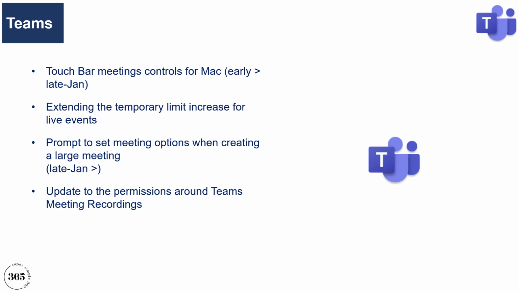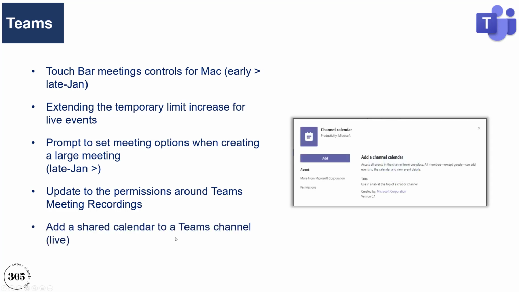There's an update around the permissions for Teams meeting recordings. So anyone who only has view permissions will no longer be allowed to download it, which kind of makes sense, right? We've got the ability to add a shared calendar to a Teams channel. So this is really nice.